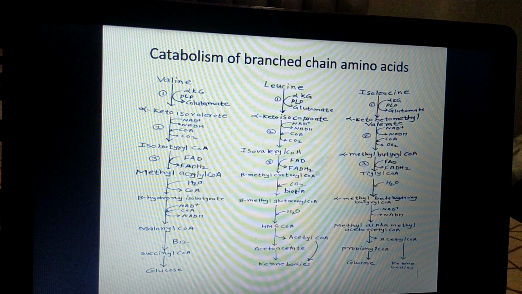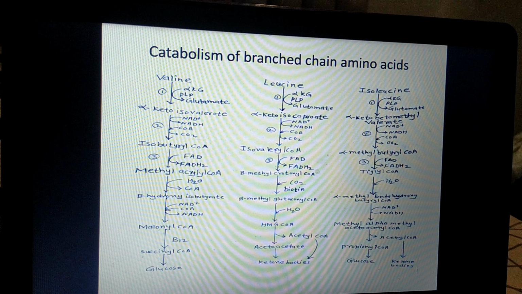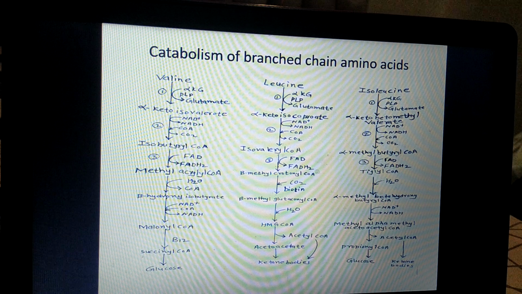Similarly, isoleucine on transamination forms alpha keto beta methyl valerate. The next step is oxidation. Here oxidation takes place by removal of 2 hydrogen atoms along with simultaneous decarboxylation. So you can also name it as an oxidative decarboxylation step. So it occurs in all these 3 amino acids.